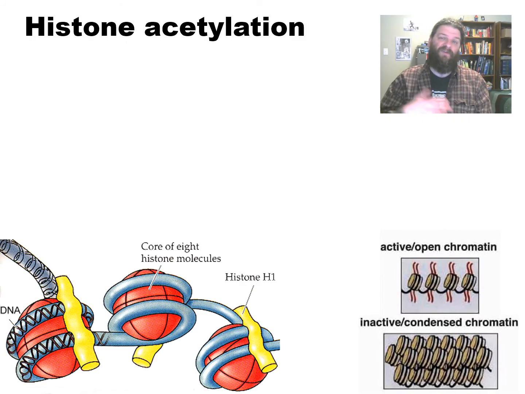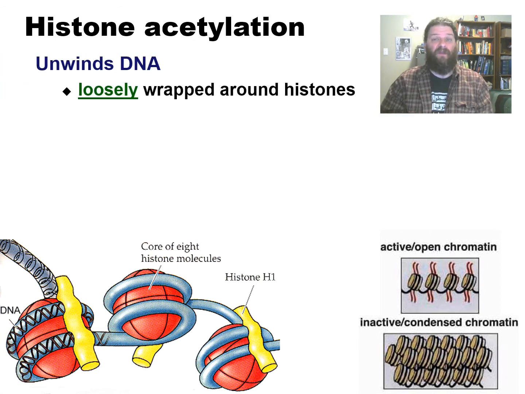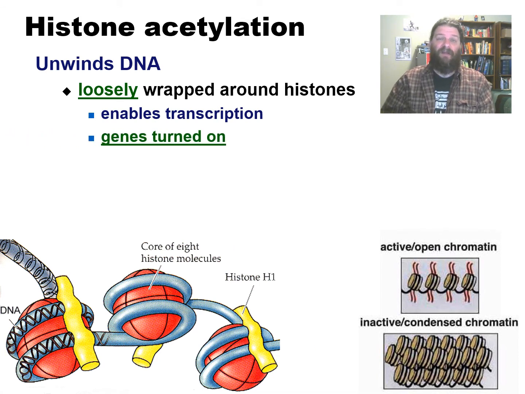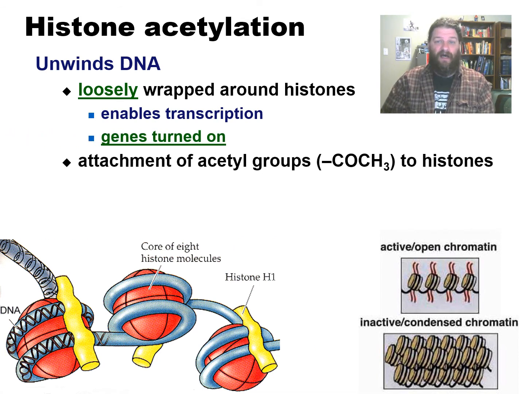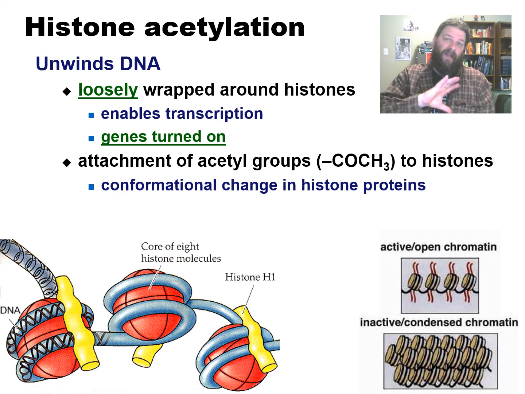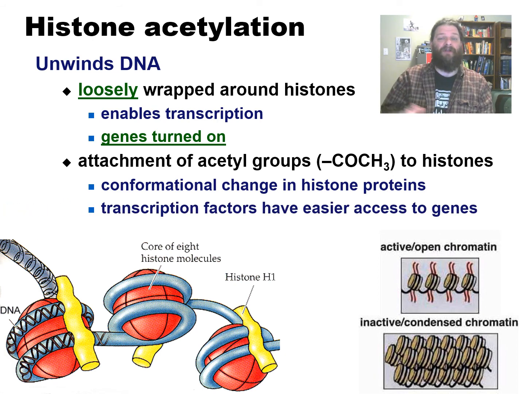In order for DNA to be allowed to be unwound from the histones, the histone has to be acetylated so that transcription can actually take place, effectively turning the gene on. This happens by, just like it says, attaching an acetyl group to those histones, causing a conformational change and allowing those transcription factors to get at the genes themselves.